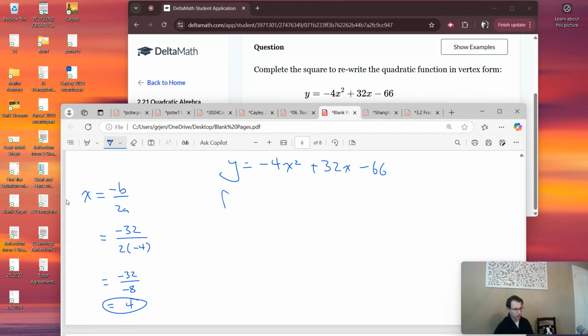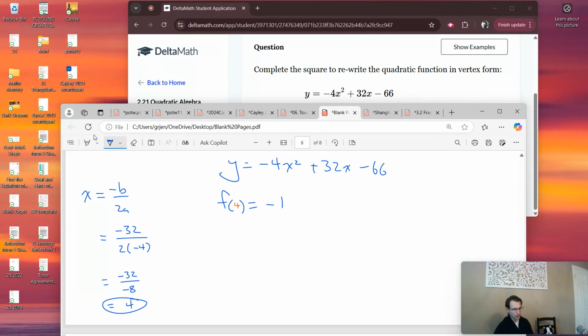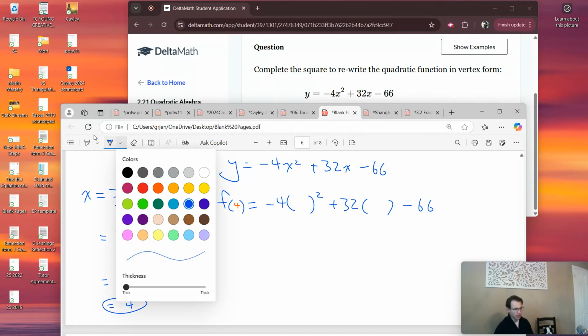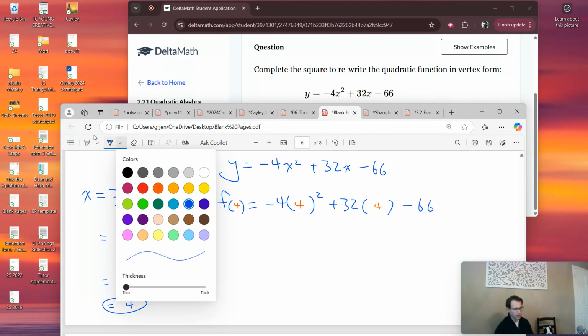Now I'm just going to call this f(x) for now. And actually, I just want to find f(4). So permit me my pretty little substitutions here. I've got -4 multiplied by something squared plus 32 multiplied by something minus 66. I'm going to put in my pretty substitutions there. We're going to have 4, 4, calculate.